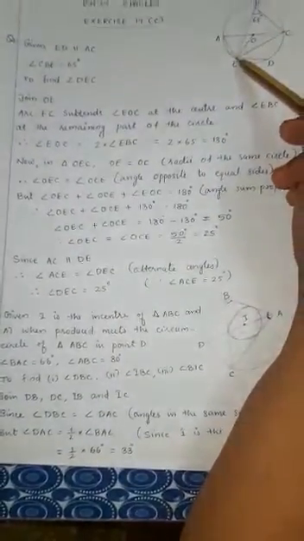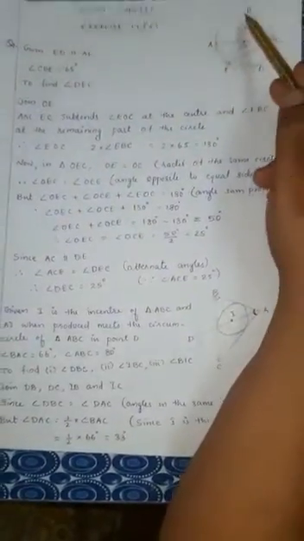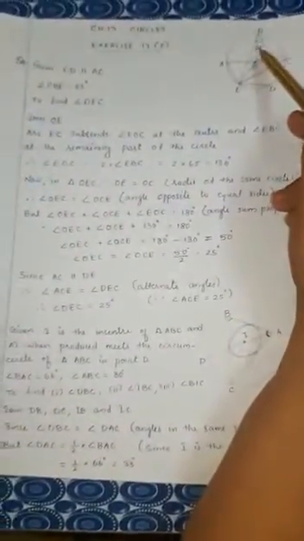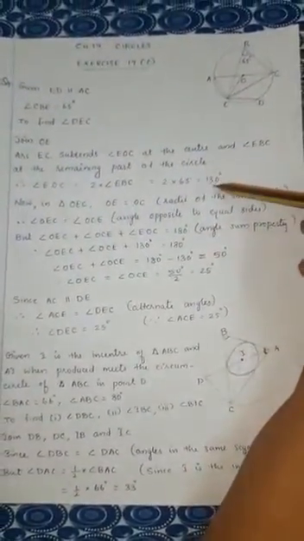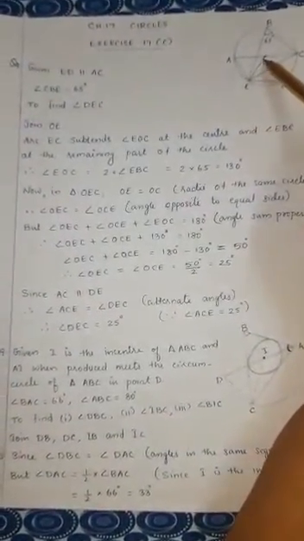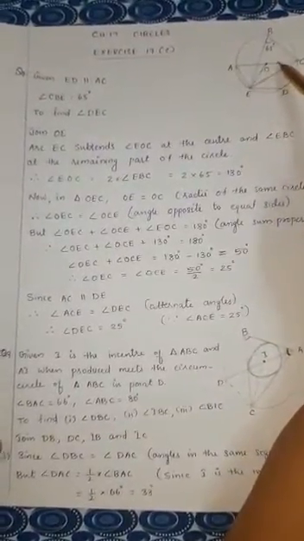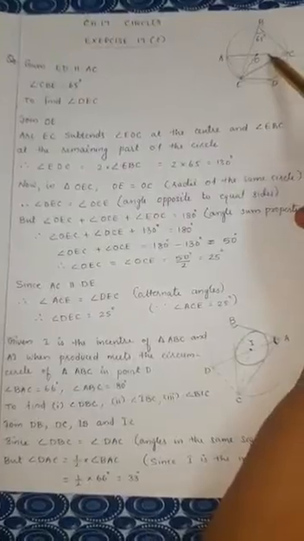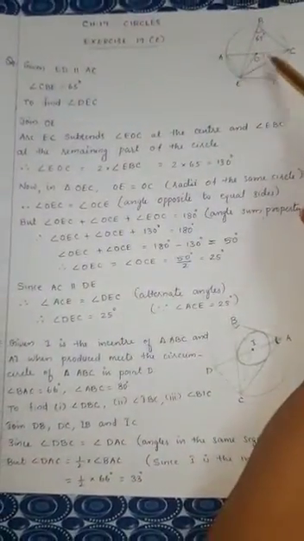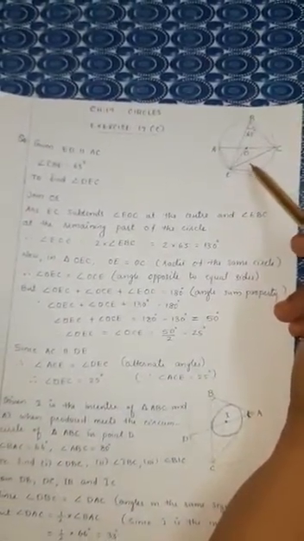Therefore, angle EOC equal to 2 into angle EBC equal to 2 into 65 degree equal to 130 degree. Now, in triangle OEC, OE equal to OC. Therefore, angle OEC equal to angle OCE, angle opposite to equal sides.